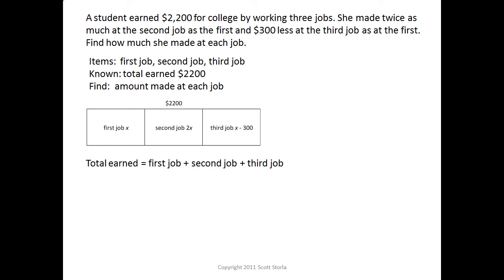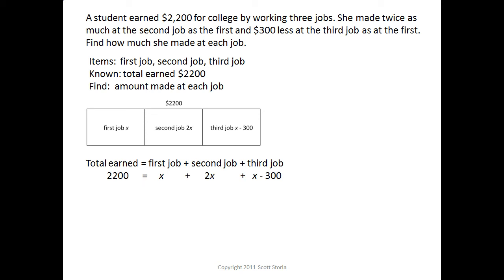The English equation would be that the total that we earned will be the total from the first, second, and third job added together. And now we translate. The total earned is 2,200. The first job is X. The second job is twice as much, or 2X. And the third job is 300 less.